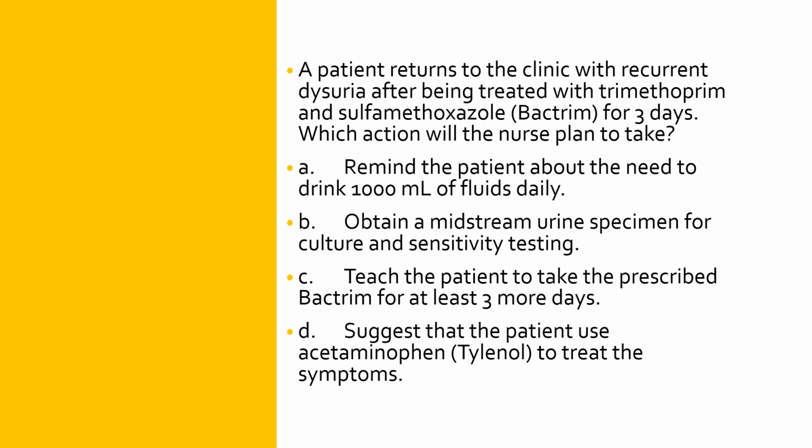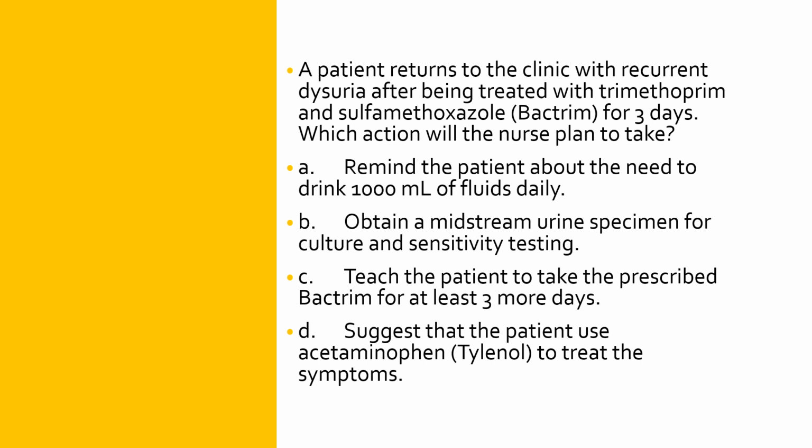A patient returns to the clinic with recurrent dysuria after being treated with trimethoprim and sulfamethoxazole, which is Bactrim, for 3 days. Which action will the nurse plan to take? Is it A, remind the patient about the need to drink 1,000 milliliters of fluids daily? Is it B, obtain a midstream urine specimen for culture and sensitivity testing? Is it C, teach the patient to take the prescribed Bactrim for at least 3 more days? Or is it D, suggest that the patient use acetaminophen to treat the symptoms?